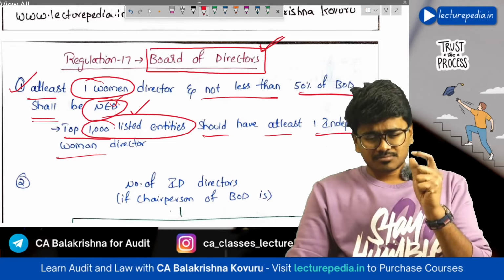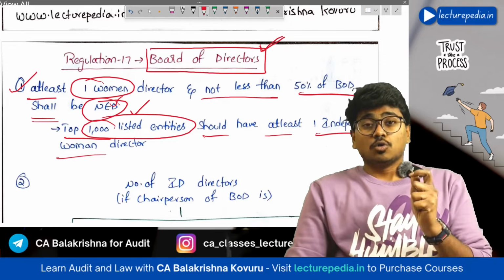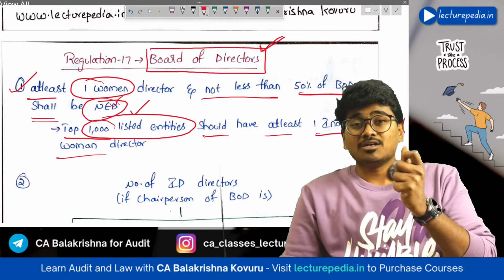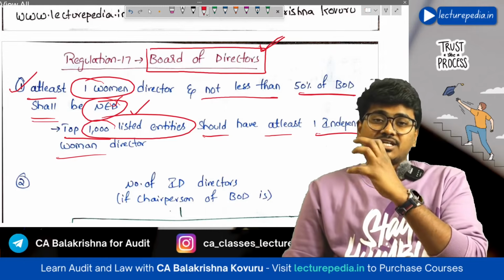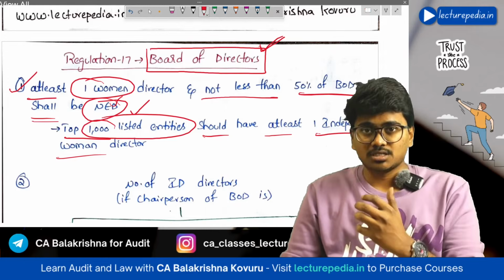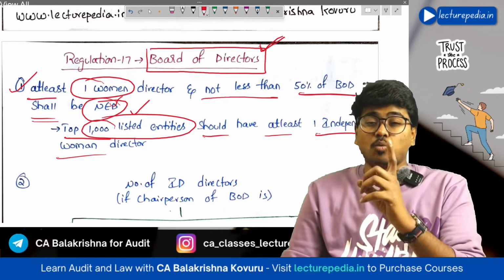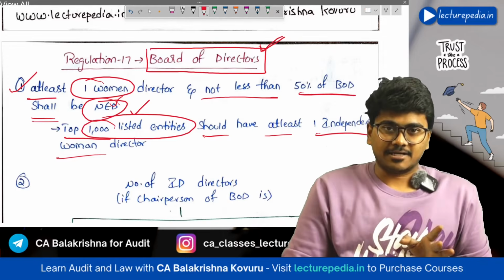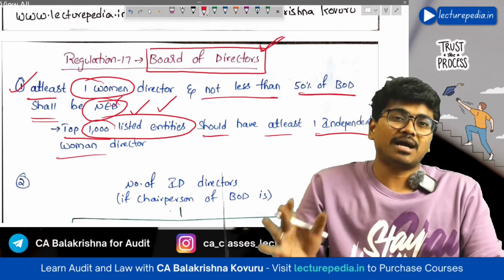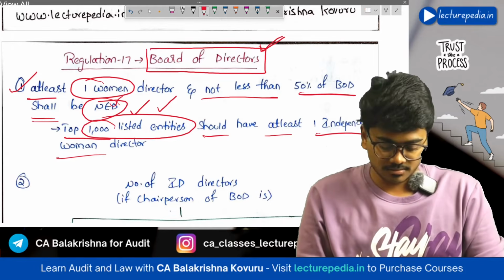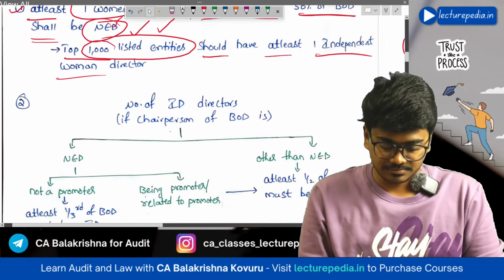Those listed entities which are top 1000 on the basis of their share capital should have at least one independent woman director. Top 1000 listed entities based on market capitalization. Hope that is clear.